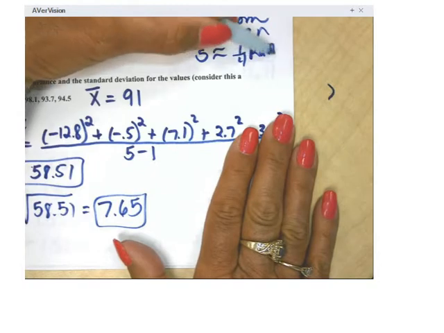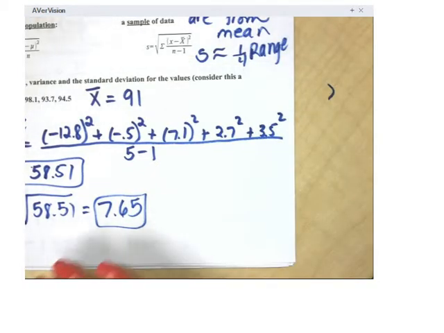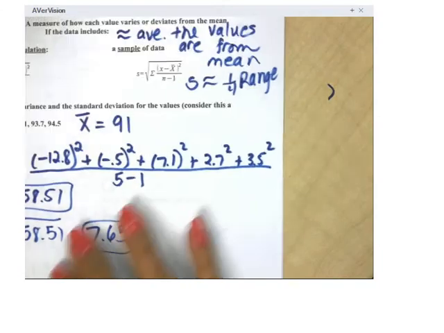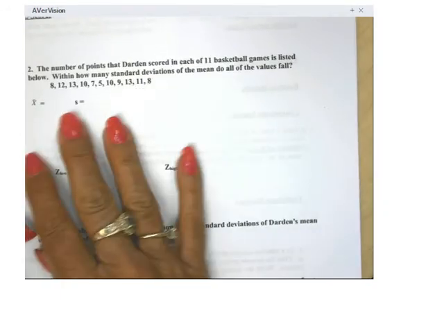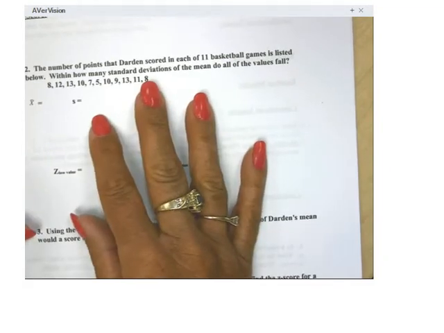Another thing that's nice to know is that this standard deviation is pretty close to a fourth of the range. It's not going to equal it dead on, but it will give you kind of a judgment as to whether your number seems to be really far off. Okay, so let's look at the next page.